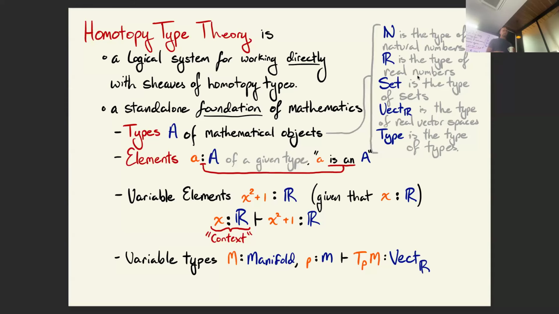And so we write expressions like this in type theory, where on the right here, we write our variable element and say what type it is. And on the left, we write the list of all free variables that that element depends on, together with their types, right? And we can also have variable types. For example, the tangent space to a point of a manifold is a real vector space. That's what this says, given that M is a manifold and P is a point on that manifold.